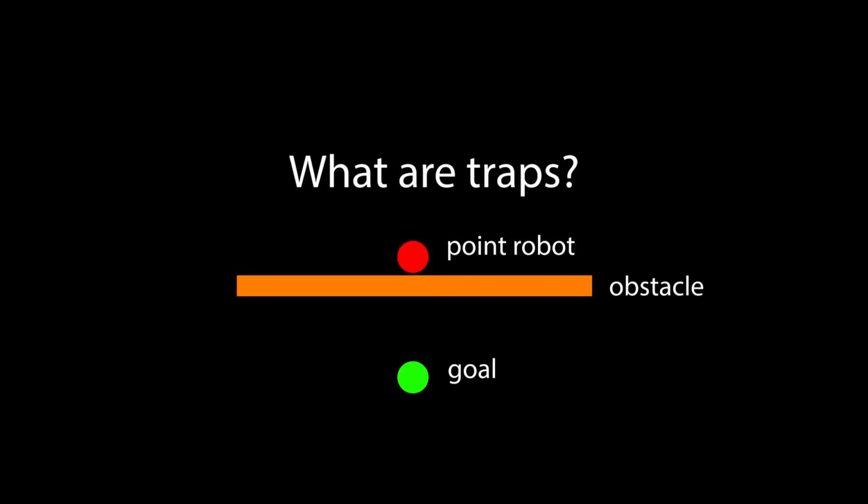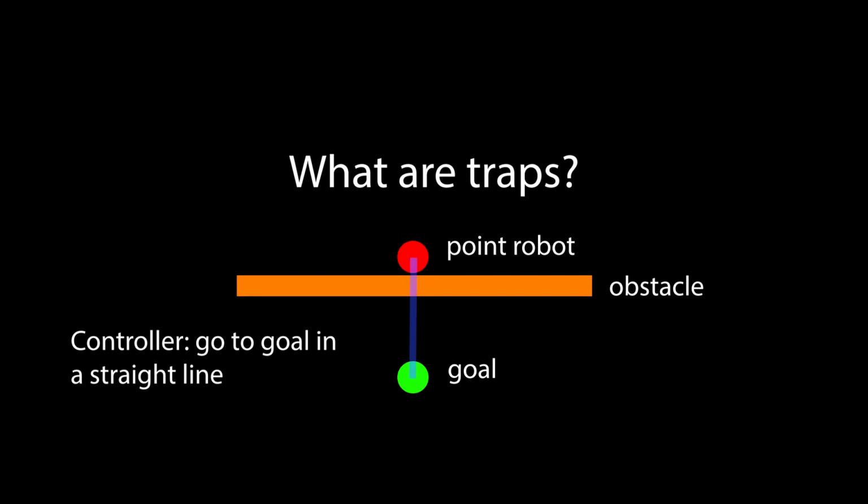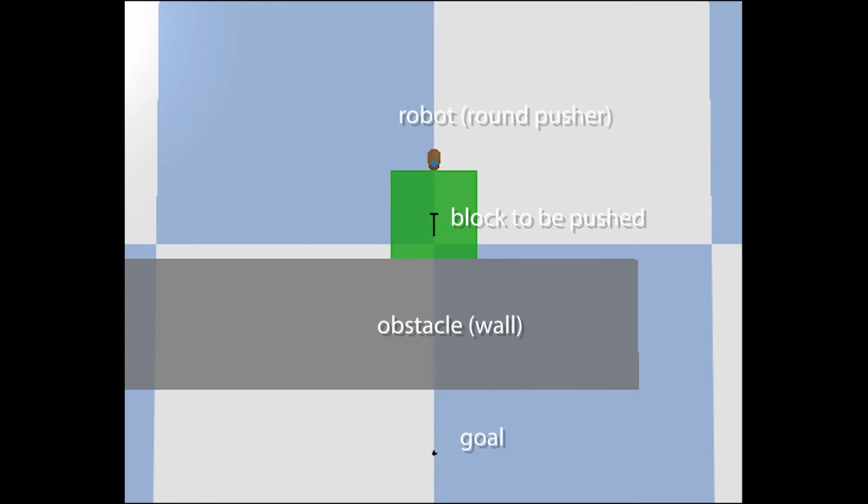More formally, traps are special states that are the product of the environment and a given controller under which the robot will remain in these states once entered. For example, in this planar pushing problem where the block frictionally jams against the wall, there are no actions that immediately decrease the distance to the goal below it.